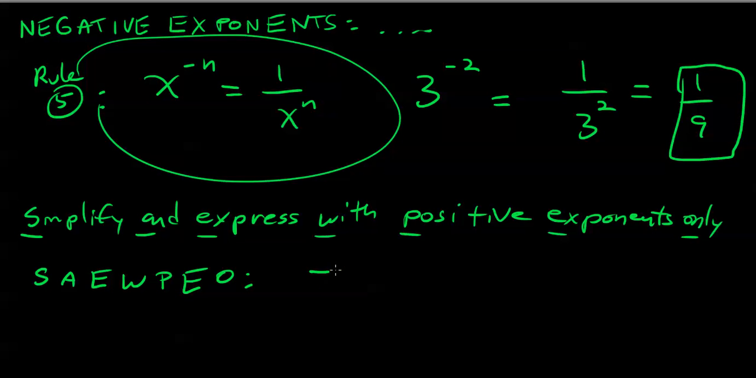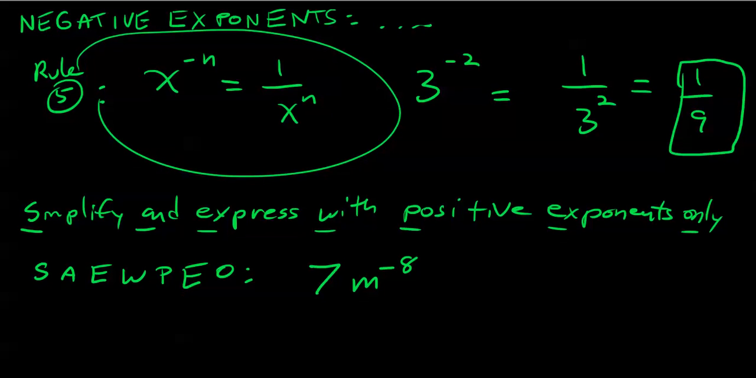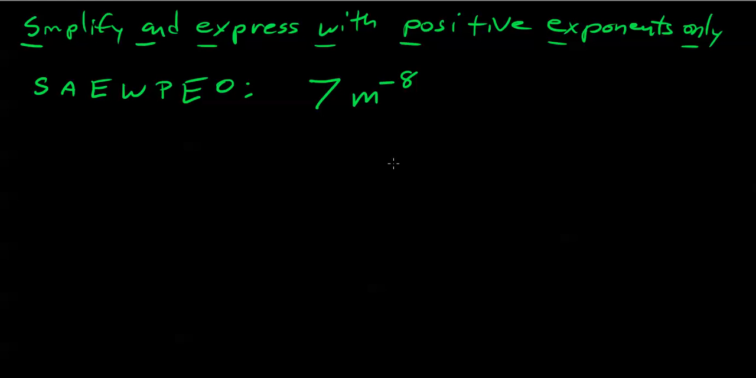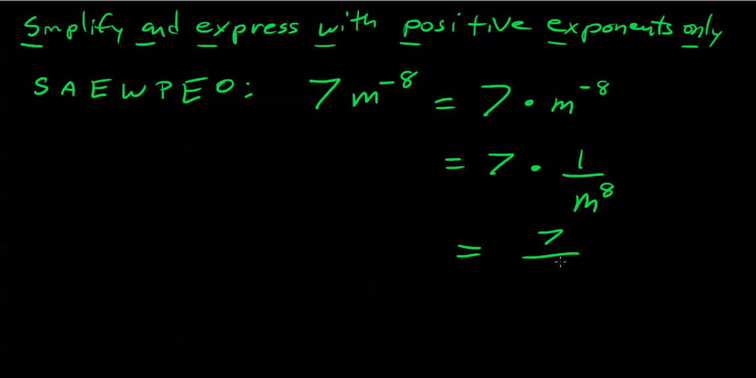Let's say I've got 7m to the minus 8th power. Alright, now let's think for a minute. 7 times m to the minus 8th power. That's an implied multiplication going on between 7 and m to the minus 8th power. And we know that m to the minus 8th power, by definition, is 1 over m to the positive 8th power. And if I multiply those numerators, then I just get 7 over m to the 8th power. This is my correct, most simplified answer with positive exponents only.